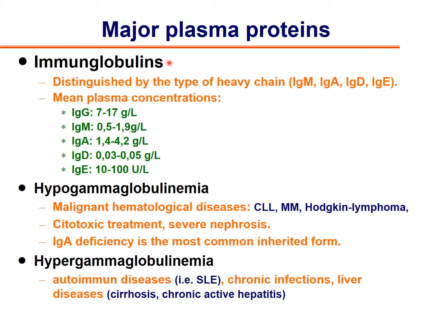Immunoglobulins are distinguished by the type of the heavy chain, such as IgM, IgA, IgD, IgE. The mean concentration is listed right here. We have hypogammaglobulinemia, for example, in malignant hematological diseases such as chronic lymphoid leukemia, multiple myeloma, and Hodgkin lymphomas, cytotoxic treatment, severe nephrosis, or IgA deficiency, which is the most common inherited form. Hypergammaglobulinemia occurs in autoimmune diseases such as systemic lupus erythematosus, or chronic infection, liver diseases, cirrhosis, or chronic active hepatitis.